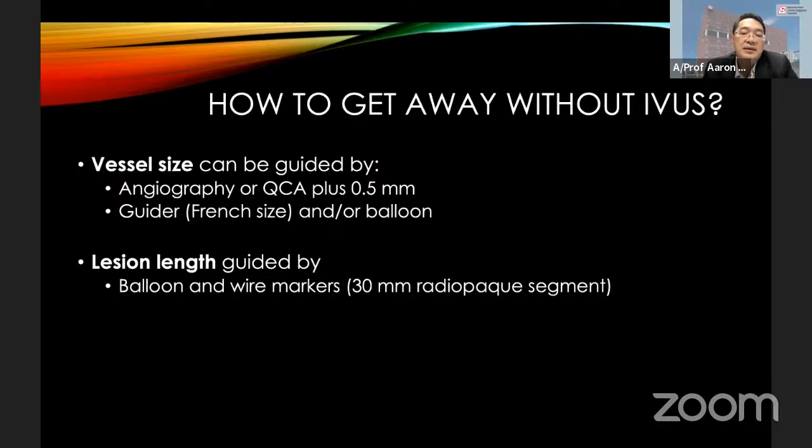Vessel size can be guided by angiography or using QCA, which is known to underestimate the true lumen size by 0.5 millimeter. And you can use a guider and also the balloon to size the vessel. Lesion length can be easily measured by the balloon length, and also use the wire markers, the 30 millimeter radio opaque segment, to measure the length.